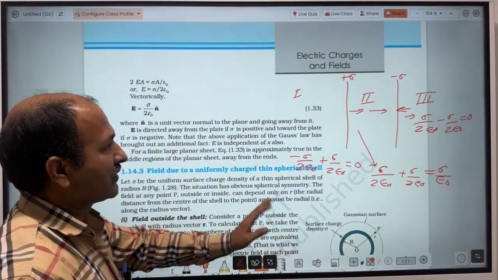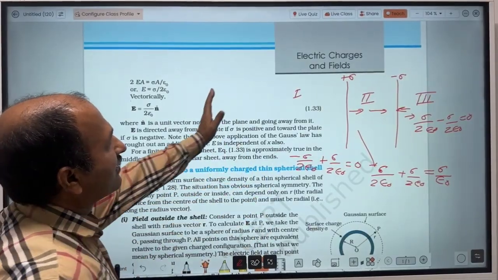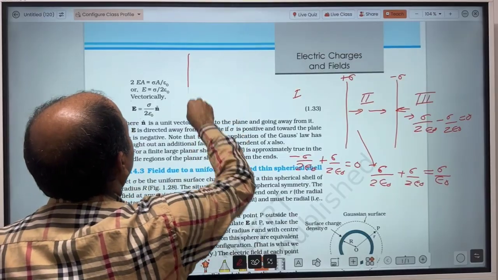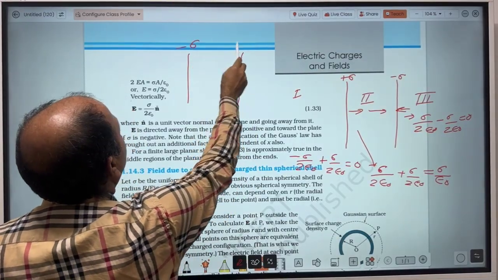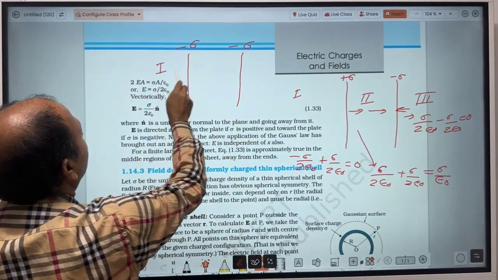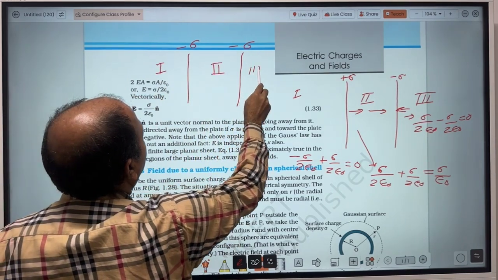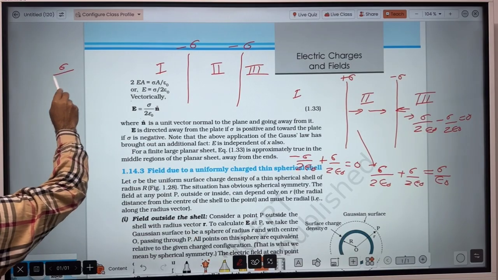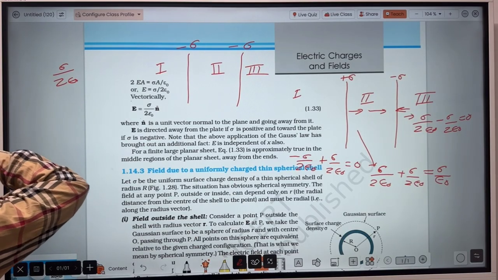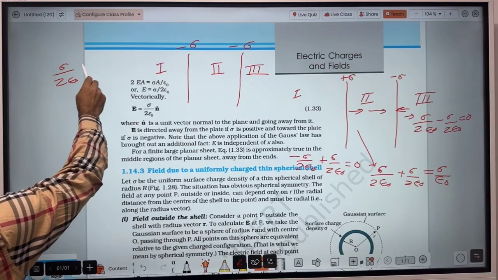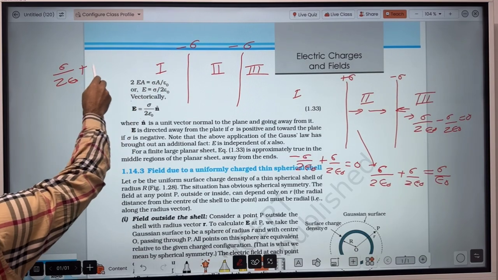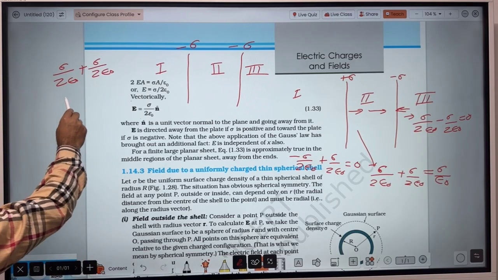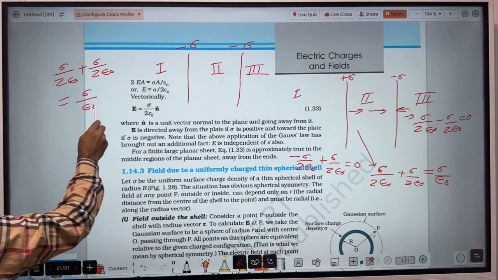So you have seen different cases. You can take both plates negative also, then you will see the result like this. Suppose here this is minus sigma, this is minus sigma. So region 1, region 2, region 3. And if you evaluate the field in the first region, it will become sigma upon 2 epsilon naught, and due to that also sigma upon 2 epsilon naught. So it will become sigma upon epsilon naught.